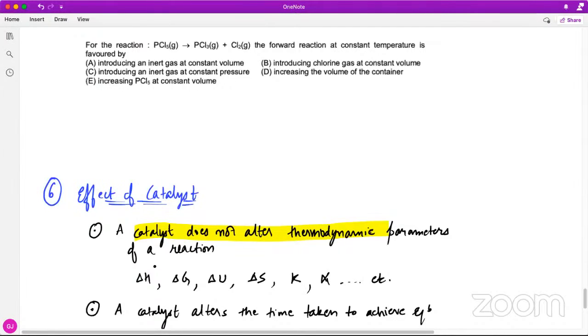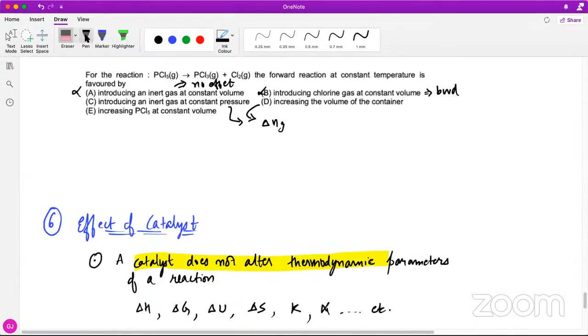Right. So here if we judge, one second, sir, I was writing the other stuff also. So this is no effect, because constant volume. Here, if we add product, it will go backward. Inert gas at constant pressure and increasing the volume of the container are actually the same thing. So here delta Ng is 1.